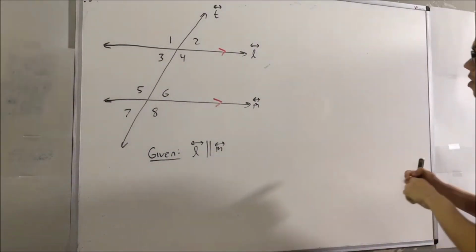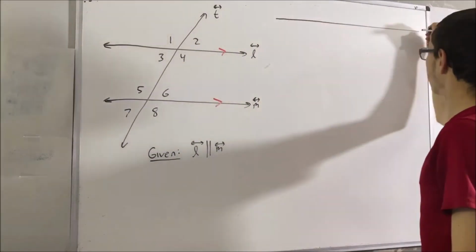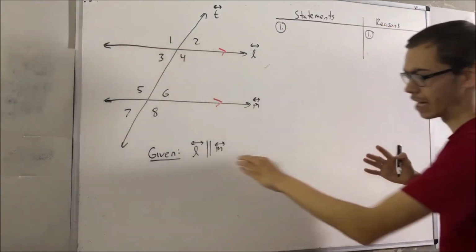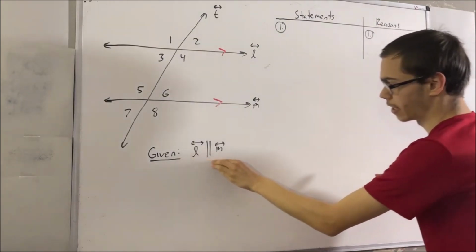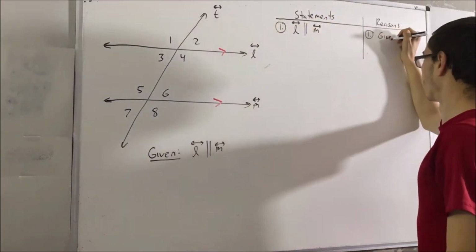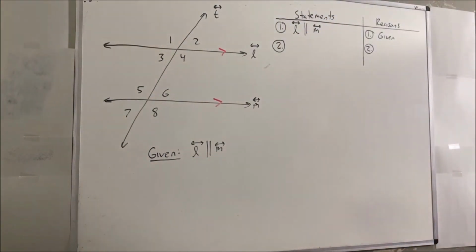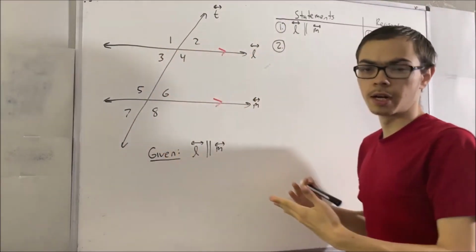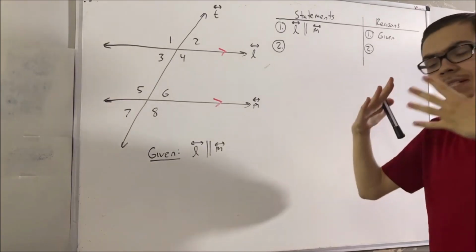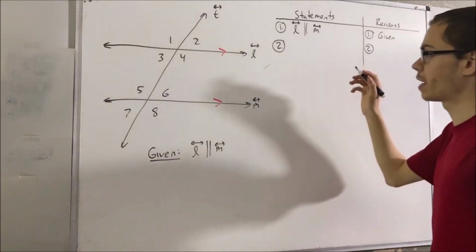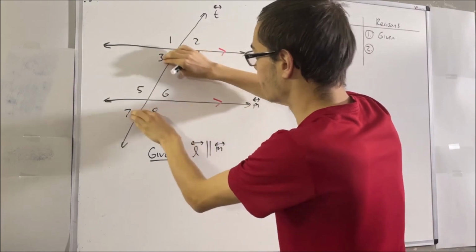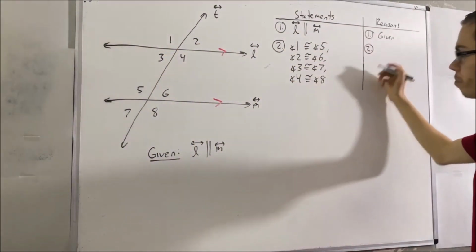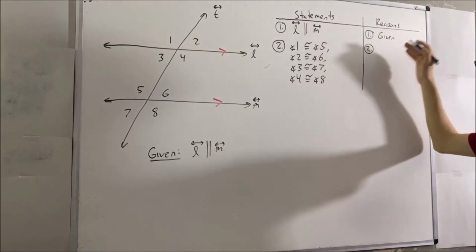So I'm going to first construct our statements reasons table. And for our first step, we're just going to write down what we're given, which is line L and line M are parallel. For step 2, we can say that the pairs of corresponding angles are congruent, right? Because that's a postulate that's assumed to be true. So we can write down that all 4 pairs of these angles must be congruent. And again, this is the corresponding angles postulate.